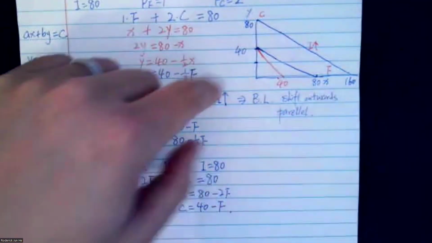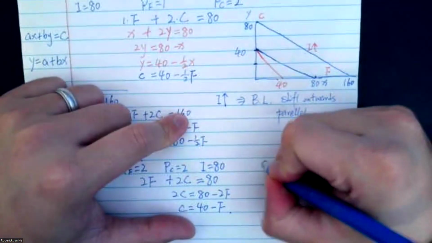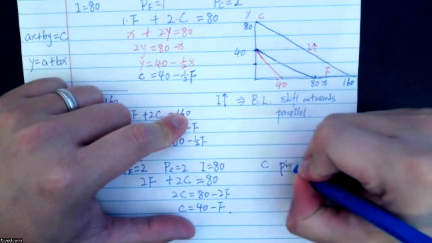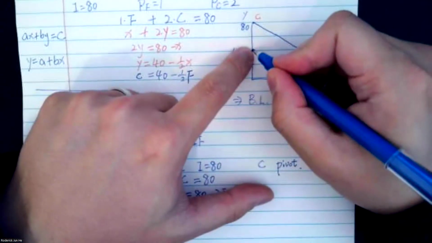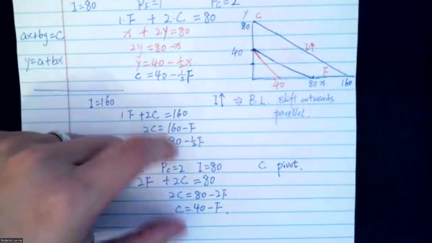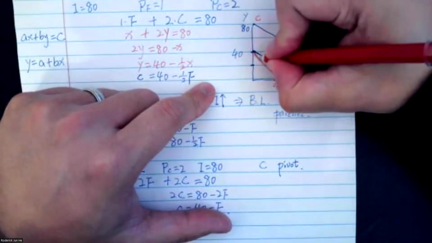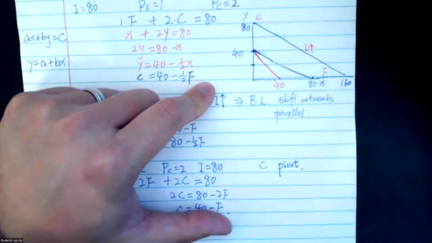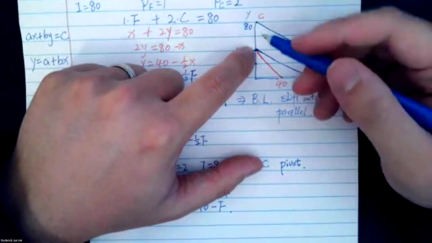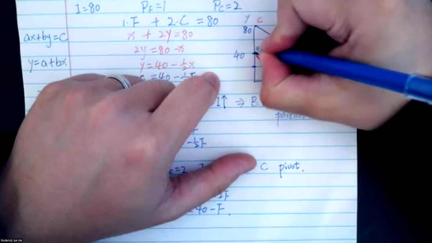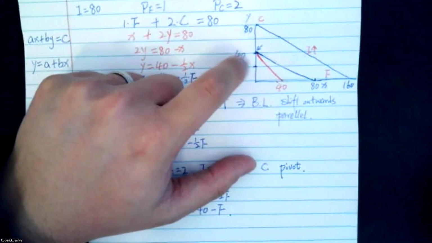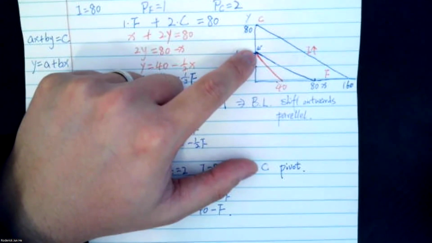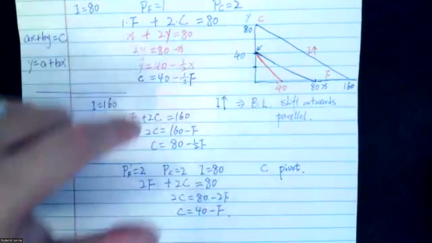So why does this point C stay the same? We say it's a pivot point. This point is pivoting here. It's hinged in. It's not changing anywhere. Why is that? Well, let's look at the nature of this point, right? The nature of this point is we spend no money on food. We only spend money on clothing, how much clothing we can get.